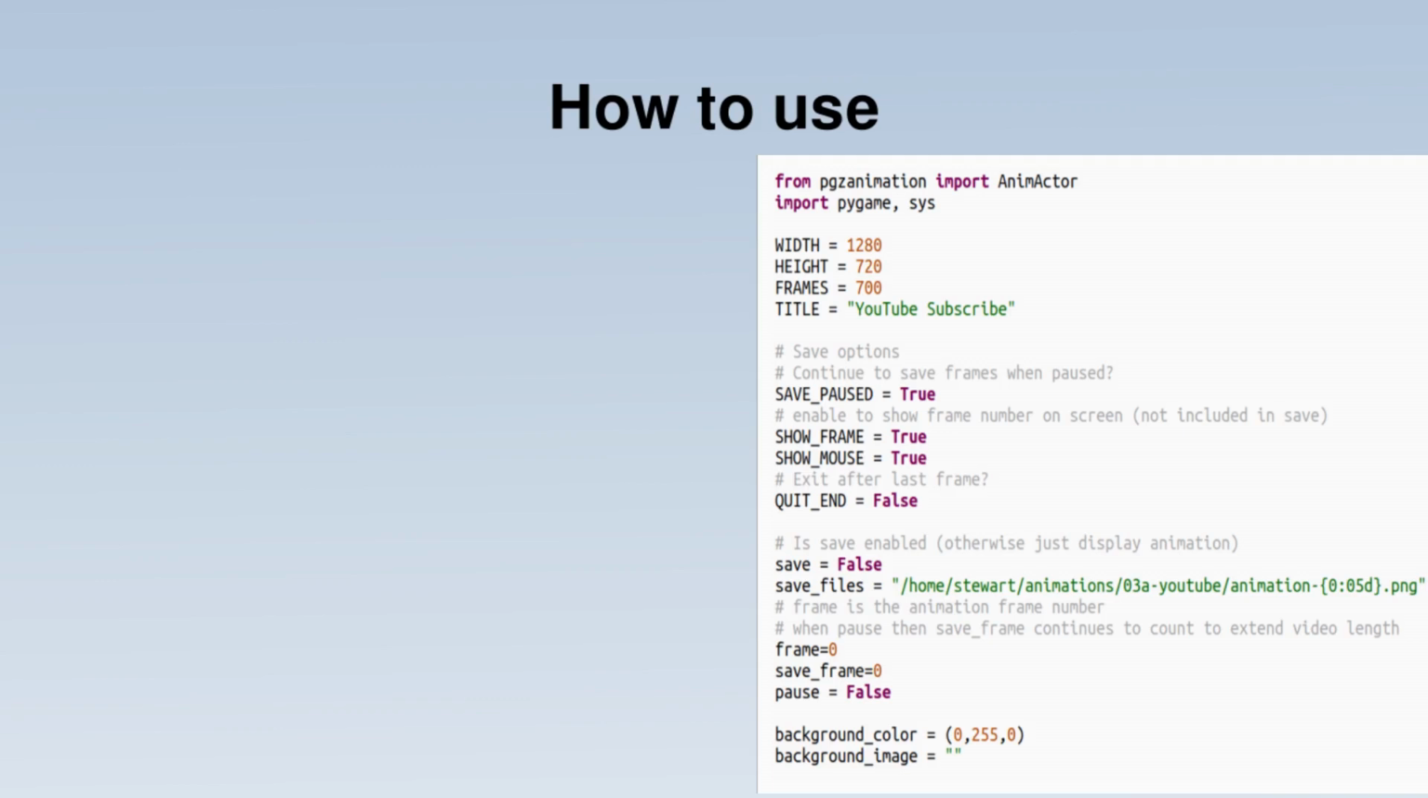But I'll use the YouTube subscribe example to illustrate how it works, as this is quite a good example to use. The first line of the code imports the required libraries. In this case, I'm using the animactor class, which is based around the Pygame Zero actor class. You could, of course, import asterisk, but it's usually better practice just to import the classes that you actually need.